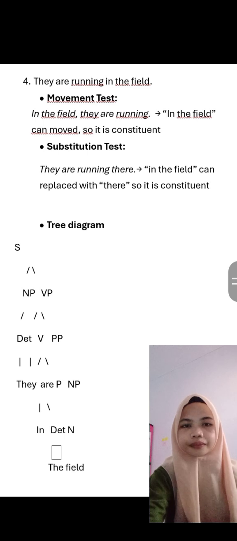Number 4. They are running in the field. Movement test. In the field, they are running. In the field can move, so it is constituent. Substitution test. They are running there. In the field can replace with there, so it is constituent. And here the tree diagram.